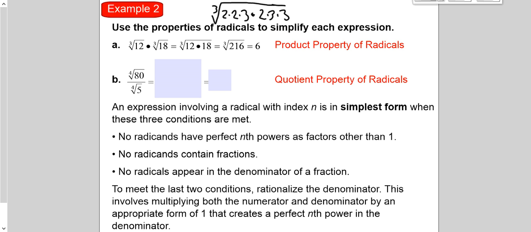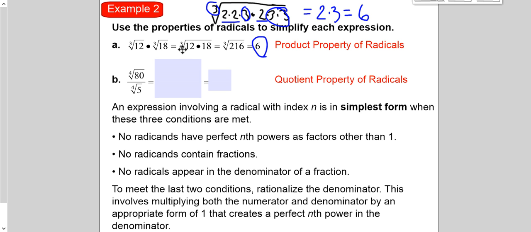We've talked about popping out pairs with square roots, but when we're doing a cube root, we're looking for sets of 3. We have 3 2's, so a 2 pops out. We have 1, 2, 3 3's, so a 3 pops out. Then multiply those together. 2 times 3 is 6. We don't need a calculator. There it is. We had a set of 3's and a set of 2's. 2 times 3 is 6.